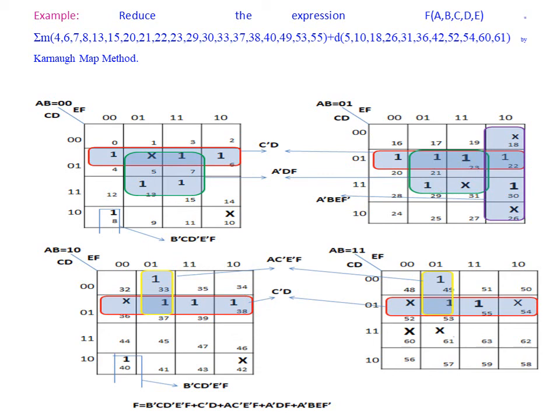Then this blue color is common between these two maps. From these two maps, B bar is the common term from AB. Then we write C, D bar, E bar, F bar. Now let's see this map. This is present only in this K map. So we write the expression for this map as A bar B, and here E F bar.